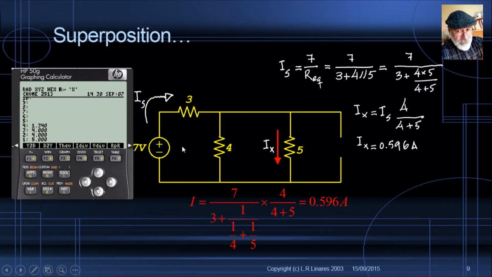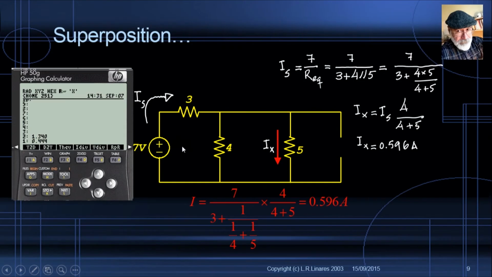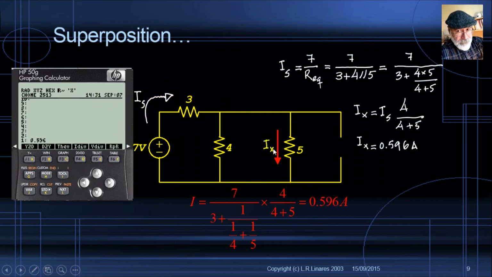4 and 5. Sum 4 and 5, divide 4 by 9. 44% of the current IS will flow through the 5 ohm resistor. Multiply. That is the current contribution in the 5 ohm resistor from the 7 volt source. 3 ways of computing that, but the same result, of course.